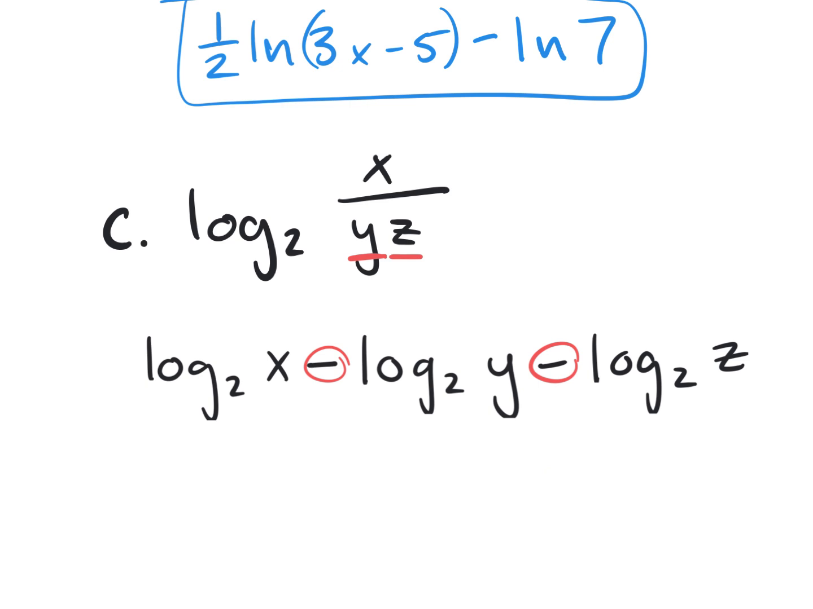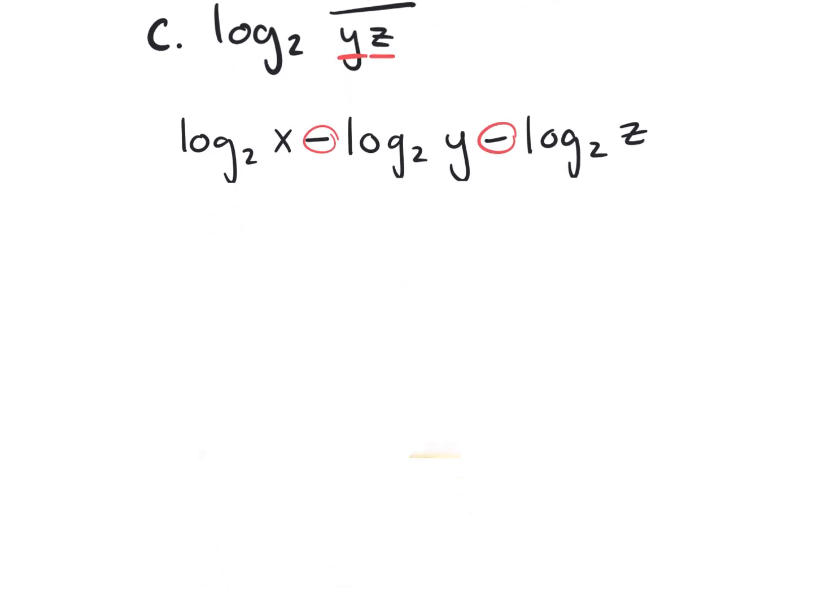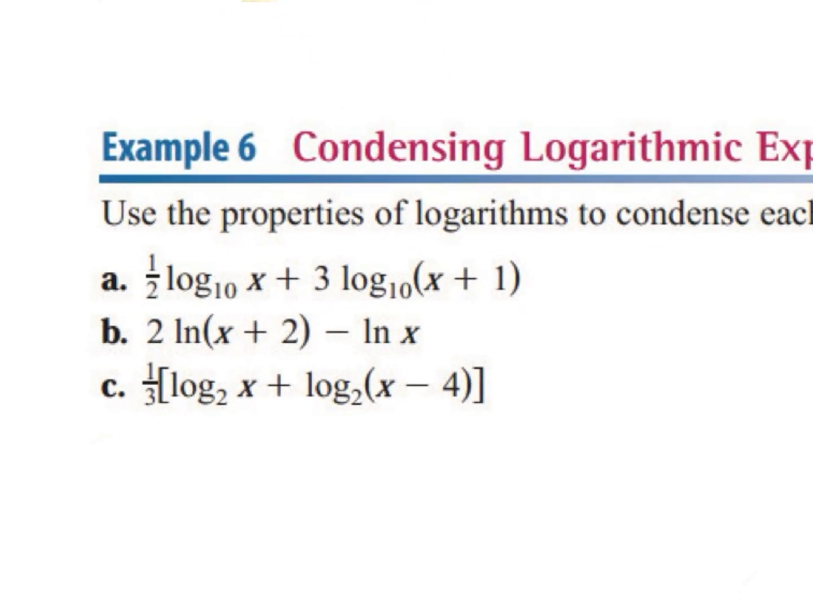So even though sometimes people think y is being multiplied to z, a common misconception would be z gets a plus because you're multiplying it, but z is still being divided. It's in the denominator. So anything that's in the denominator gets a minus. Anything in the numerator would get a plus. Yes, yeah. Let's look at example 6.